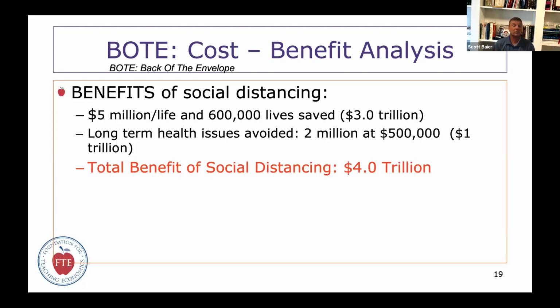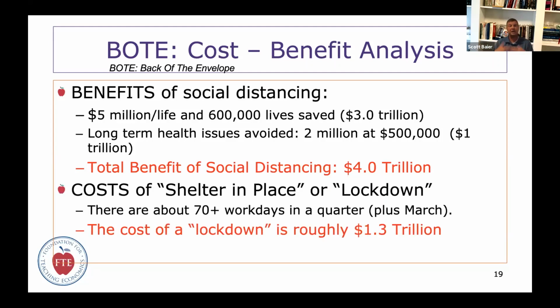Also, we know that many of the people who recovered have long-term health issues associated with a compromised respiratory system. So if we think there are roughly 2 million people who would survive if we didn't have a containment strategy or social distancing, we place their health value at about 500,000 per person. So we add those up and come up with a total benefit of social distancing of roughly 4 trillion.